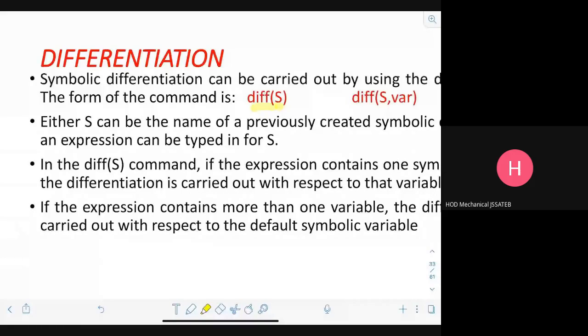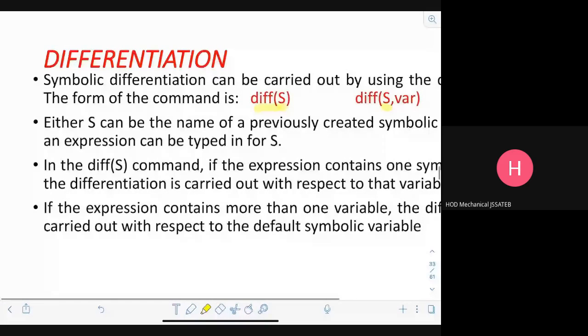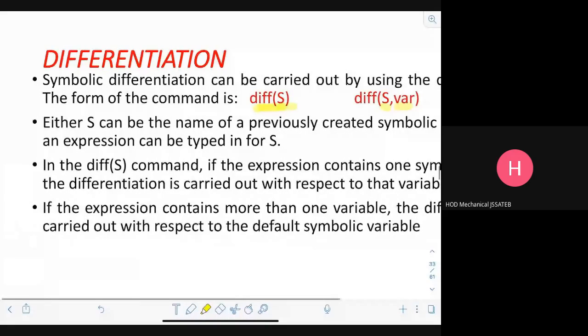Automatically you can differentiate it, but there could be multivariables. It could be a function, y could be a function of x and time. So you want it to be differentiated with respect to x by default, or you want it to be differentiated with respect to time. You have these two important formats, diff of s and diff of s comma variable. So you can always say with respect to what you can define it.